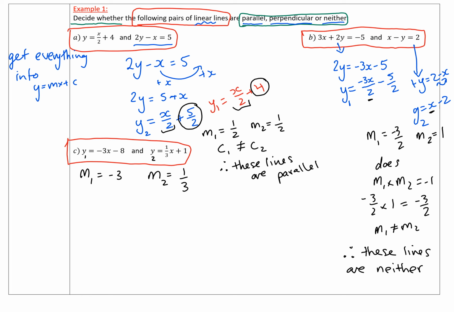For these to be perpendicular, m1 times m2 has to equal negative 1. Well, negative 3 times 1/3, we know they would cancel, and indeed we're left with negative 1. Our conclusion here, therefore, these lines are perpendicular.